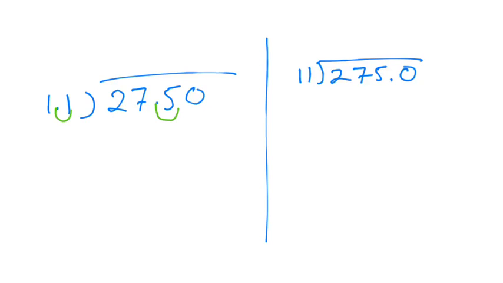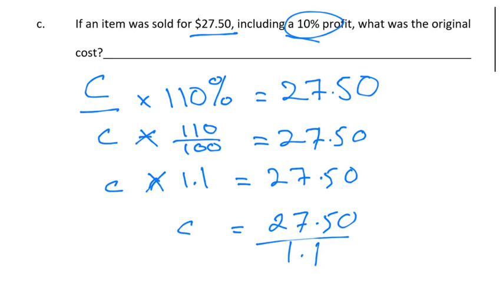Now I can't do 11s into 2, but I can do 11s into 27. And that would be 2 times 11 is 22, and that would give me a remainder of 5. So now how many 11s in 55? Well, there are 5 11s in 55, so there is my answer of 25. So the original cost was $25.